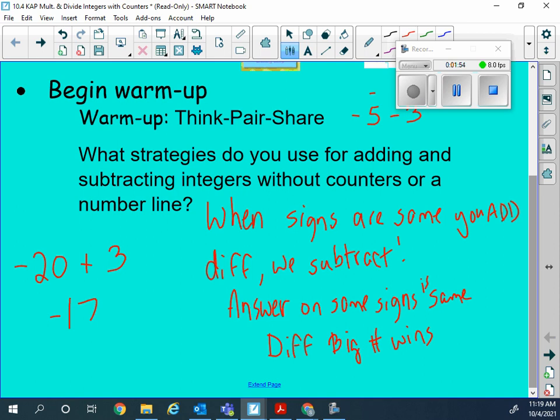Why do you think it's important for us to come up with what I call a shortcut, kind of like rules? Why is that important? Are we always going to want to use counters and number lines? No. And counters and number lines are not going to work for what kinds of numbers? Gigantic numbers, like 10,000. What other kinds of numbers? Decimals and fractions. That's right, because I can't show part of a counter. Is everyone good? Okay.